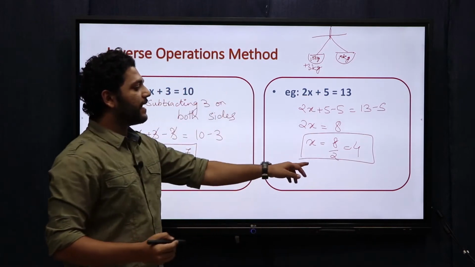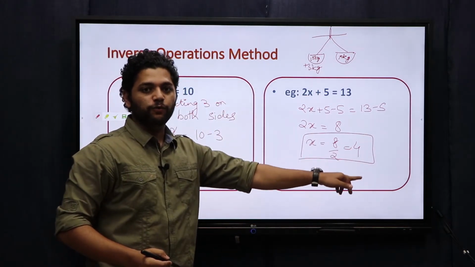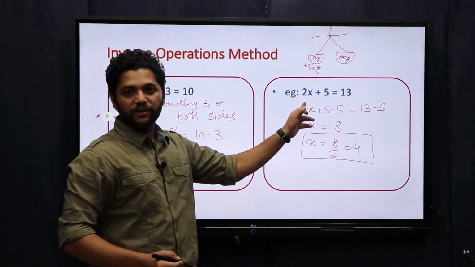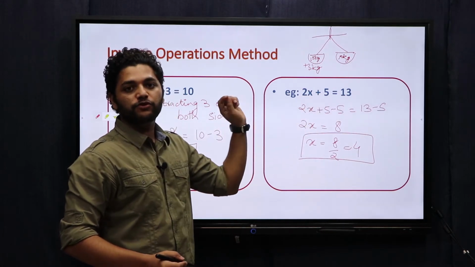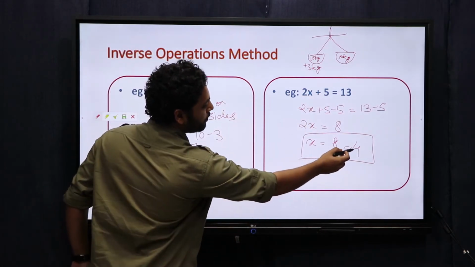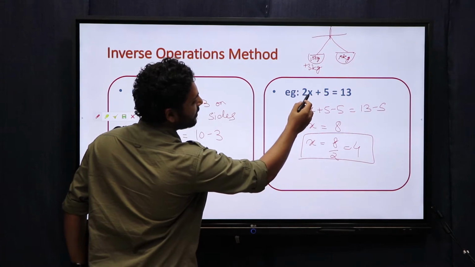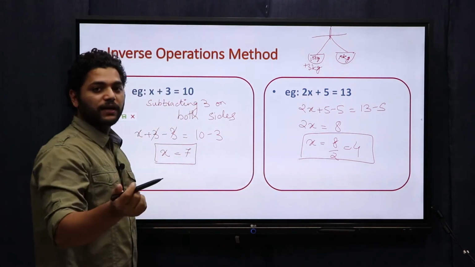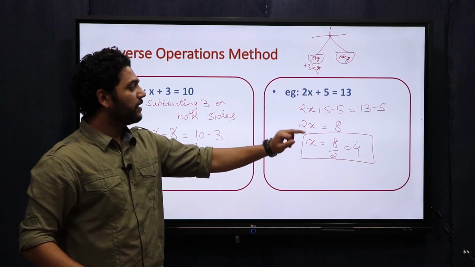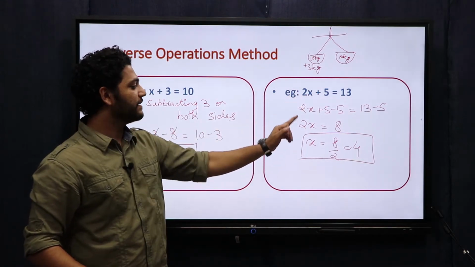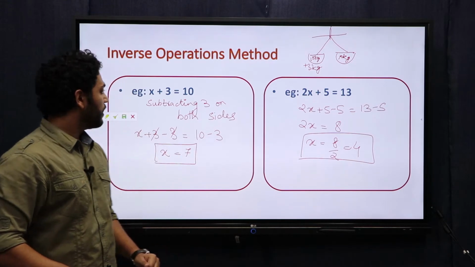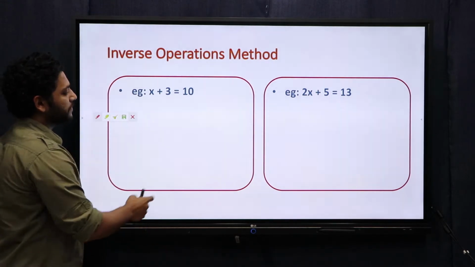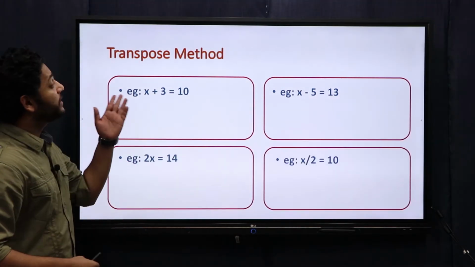So I can say that when x equal to 4 is put in this equation, it comes true, right? Let's do that. Put x equal to 4 here. X is 4. So 4 into 2 is 8. 8 plus 5 is 13. So I can say that the solution of this equation is x equal to 4. I hope it is clear to you guys. Let's move to the next method, transpose.